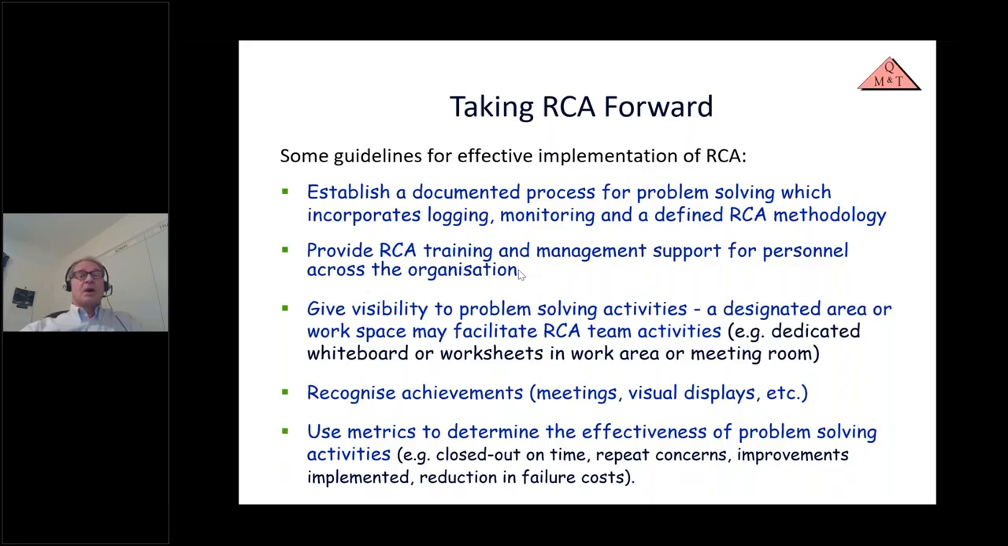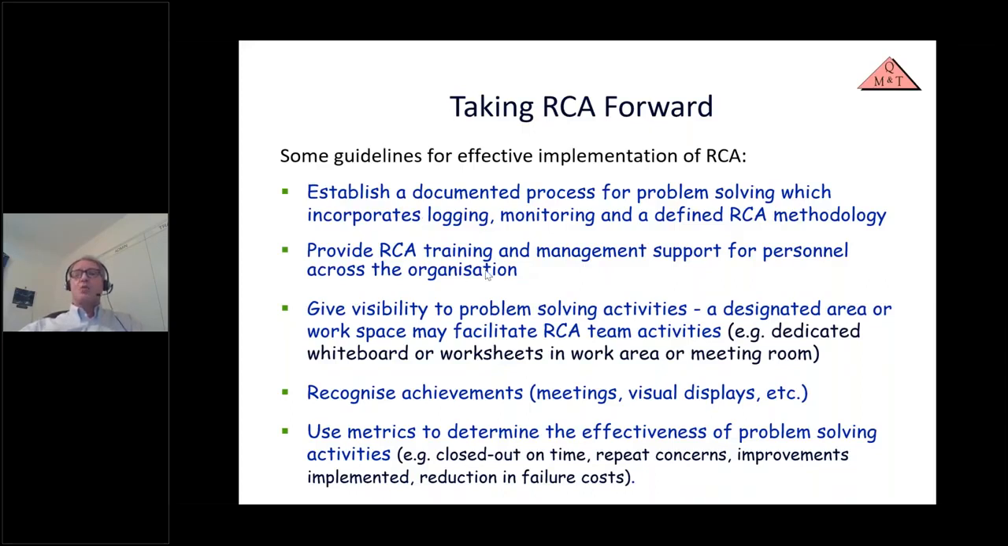I've realised over the years that many personnel who are involved in problem solving activities are actually not clear as to what they're trying to achieve. They're not clear as to what a root cause is. How do they know whether they've got a root cause? What type of action is required? So this can be a barrier to effective implementation.